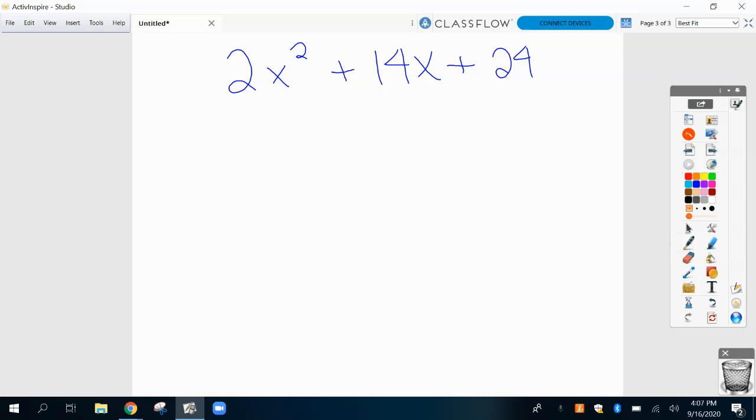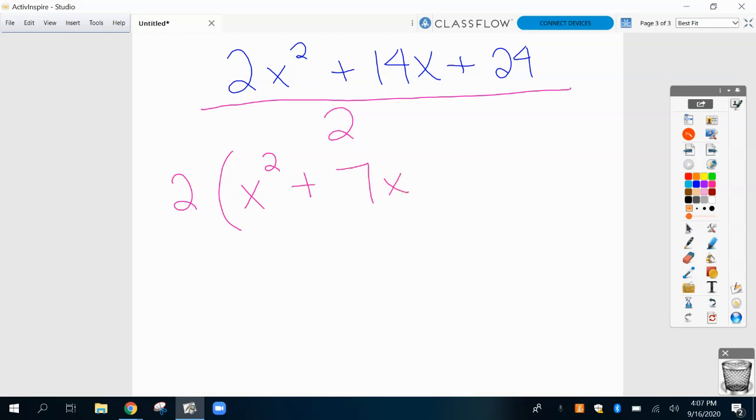So we're going to ask ourselves, is there a GCF? Can we think of a number that will go into 2, 14, and 24? And hopefully we say, yes, it's 2. They do not all have the x, so I can't pull out a variable there. So I'll get 2, right? I'm dividing it out, and then I'll have x squared plus 7x plus 12. So I factored out a GCF.